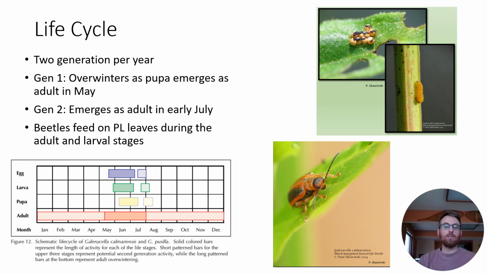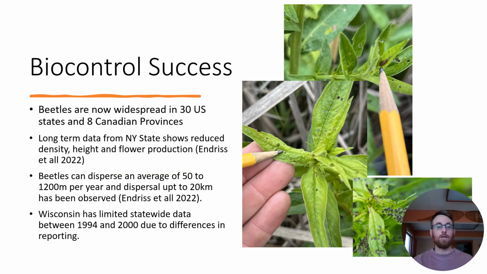So the beetles feed on purple loosestrife during 2 stages, during the adult stage and the larval stage. And during both stages, particularly the larval stage, they can do quite a bit of damage on the plants. Both species of Gallerucella beetles have been very successful in establishing and suppressing purple loosestrife. They're widespread in 30 US states and 8 Canadian provinces. There's been a number of long-term studies done. One in particular in New York State has shown reduced density, height, and flower production of the purple loosestrife plants.